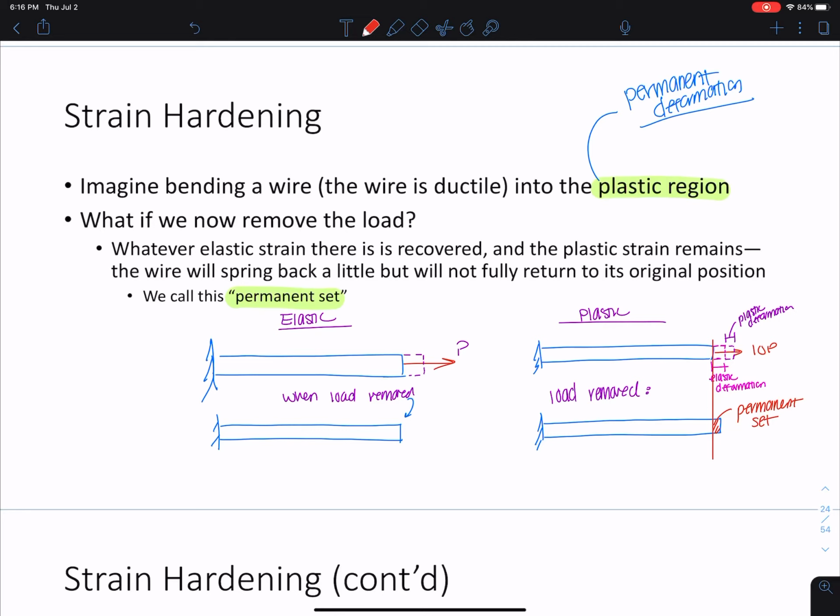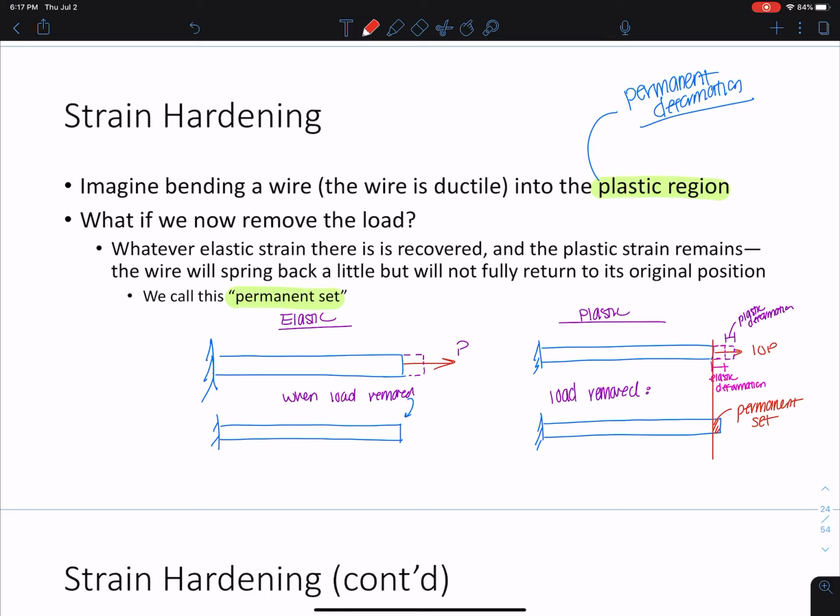And basically, when I remove the load, those same interatomic forces are the ones pulling all the atoms back together to put it back into the same shape it used to be in. Okay, this is an equal and opposite reaction.